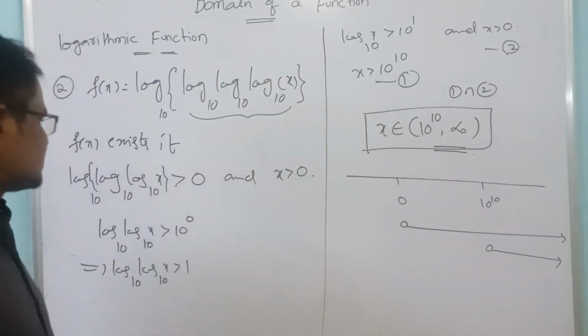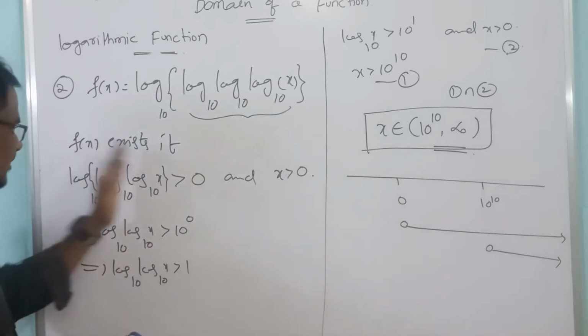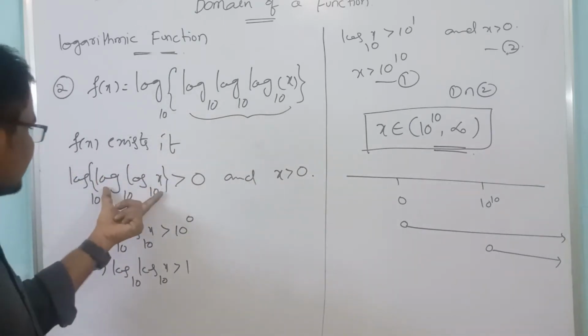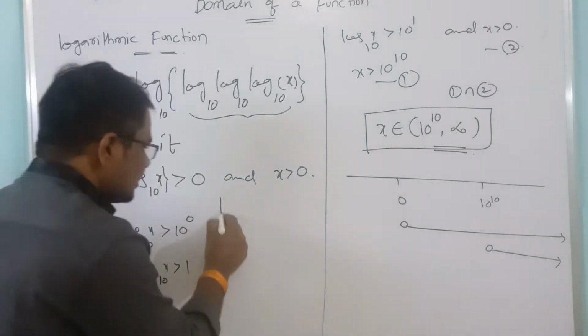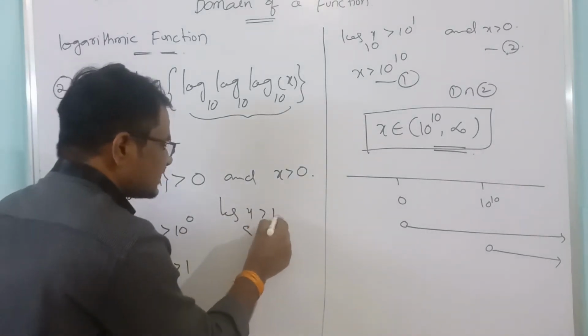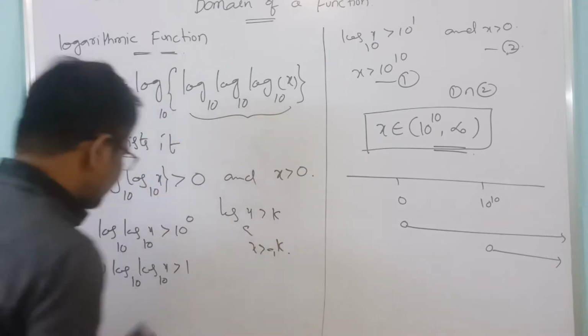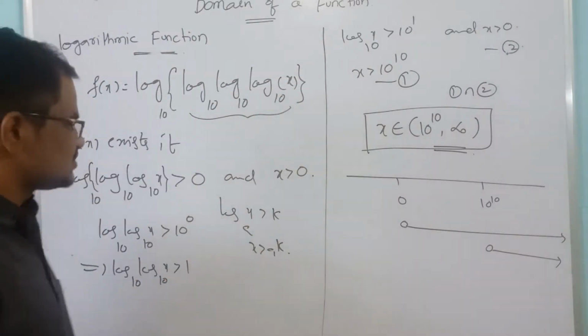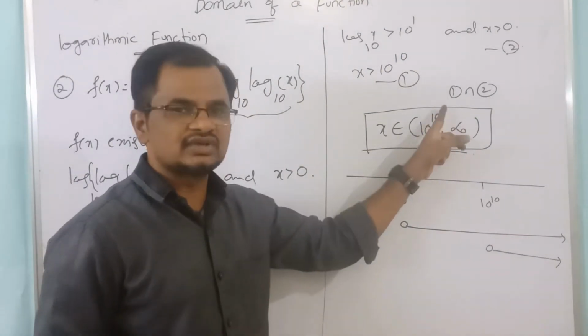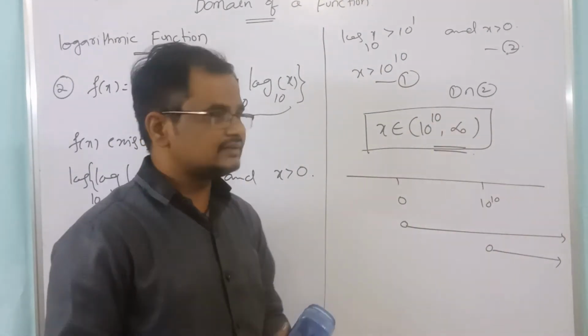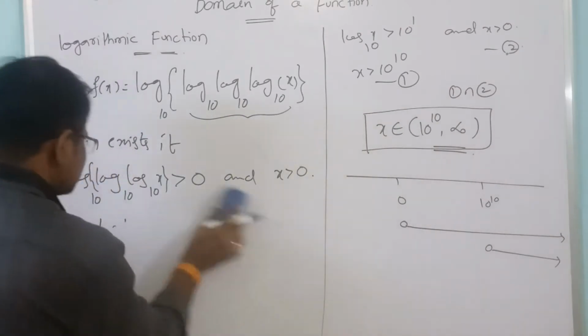So these two conditions. After that, simultaneously log of f of x to the base a greater than k means f of x greater than a power k, we applied. So these 3 times, then x greater than 10 power 10 you got. So after that x belongs to 10 power 10 to infinity, right? So this is about the second problem.